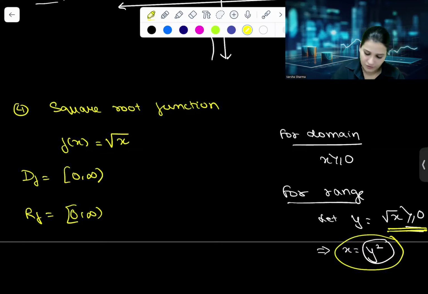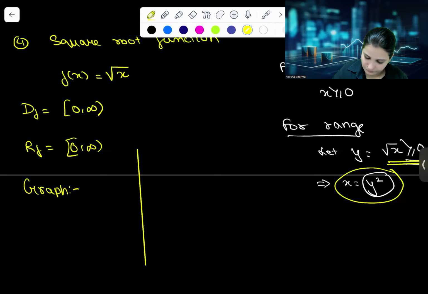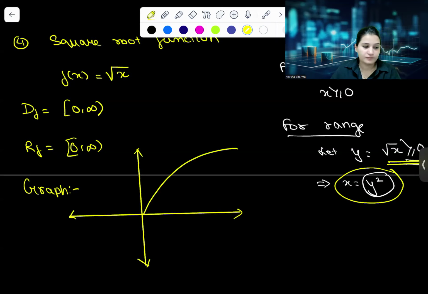Graph. This is the function. Any doubt? No, ma'am. Done? Yes, ma'am.